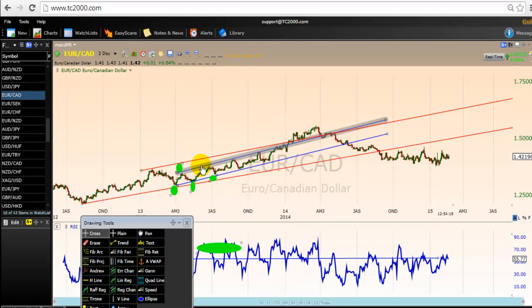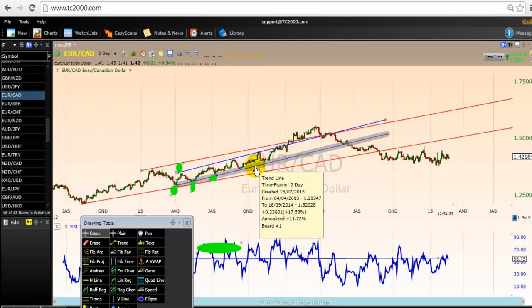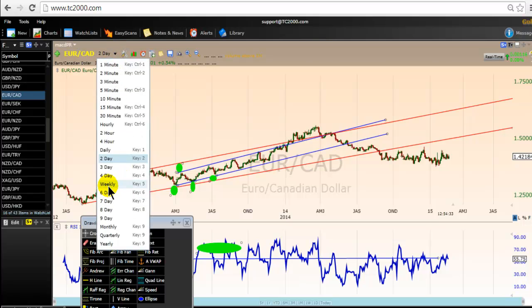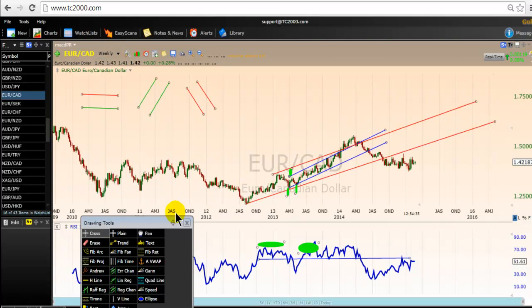So on this 2 days chart, we see a rising channel. Now we don't want to stop on the 2 days chart because probably on the weekly chart we may have a bearish channel or horizontal market pattern. So we want to see the bigger picture. That's why from the 2 days chart we go to the weekly chart, where I can draw 3 points again.